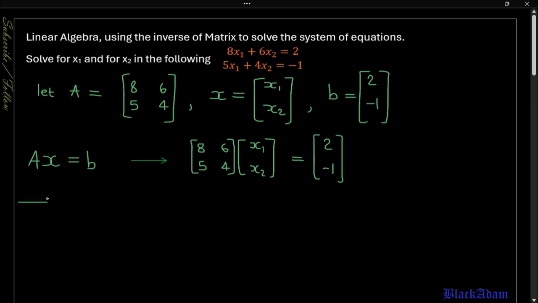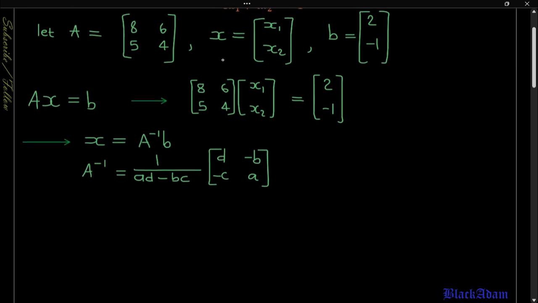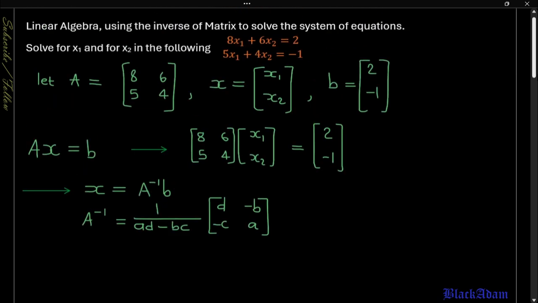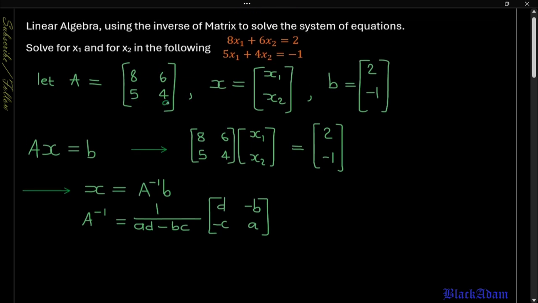So let us solve for x in terms of the equation. To find the x value we need to find the inverse of the matrix A multiplied by the constant b. So A inverse is going to be 1 over AD minus BC multiplied by the matrix D, minus B, minus C, A. So that's the equation for the inverse of a 2 by 2 matrix. And then from there we know that's our A, B, C, D.